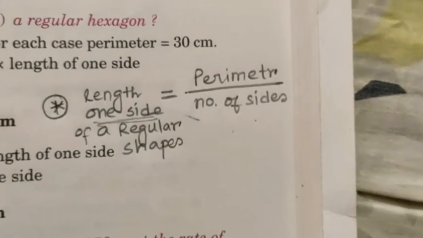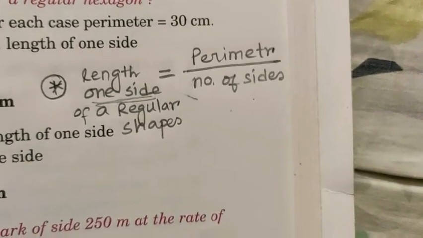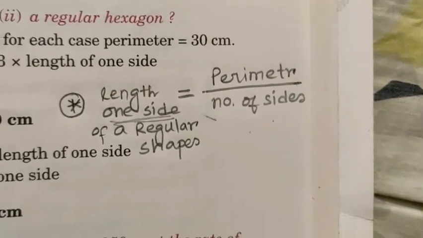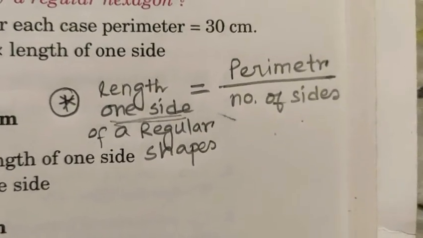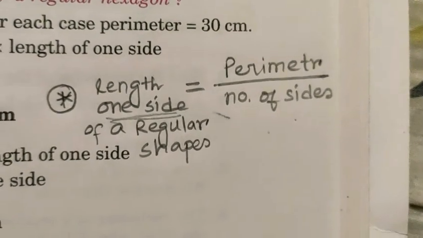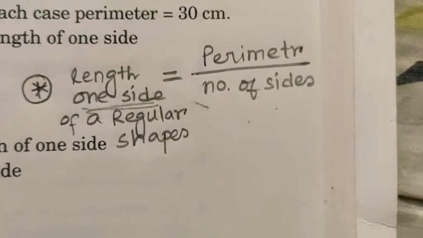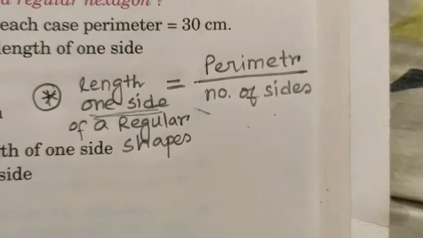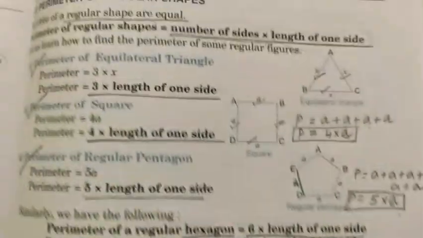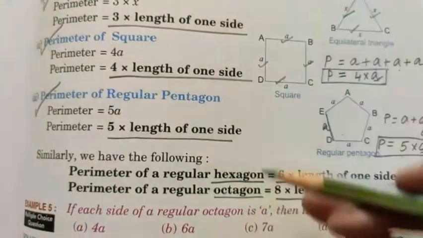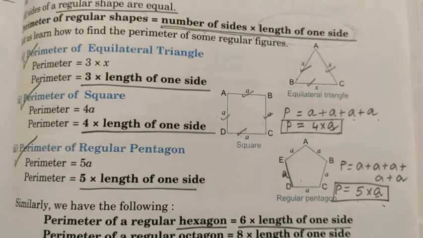Clear? Everyone please listen to this carefully. Since perimeter is the multiplication of the length of one side and the number of sides, if we have to find the length of one side, we have to divide the perimeter by the number of sides. By doing this we will get the length of one side of these regular figures. For the regular figures given here, I can find the length of one side. Clear?